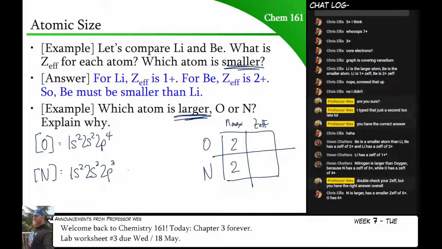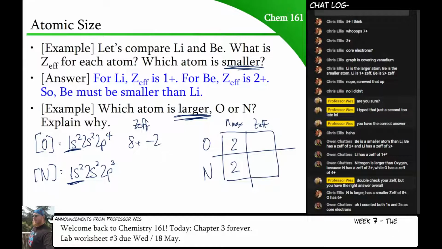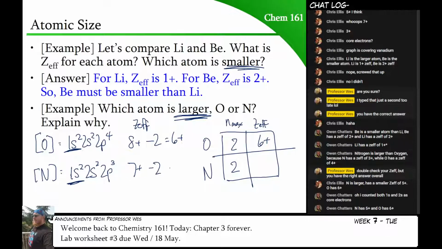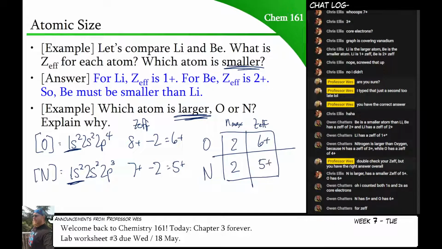So what's the Z effective for each of these? So here are my core electrons. We'll underline those. So 8 protons minus 2 core electrons is 6 plus. And then 7 protons of nitrogen minus the 2 core electrons is 5 plus. Yeah, be careful. You only want the core electrons. There you go. You have the right numbers now.